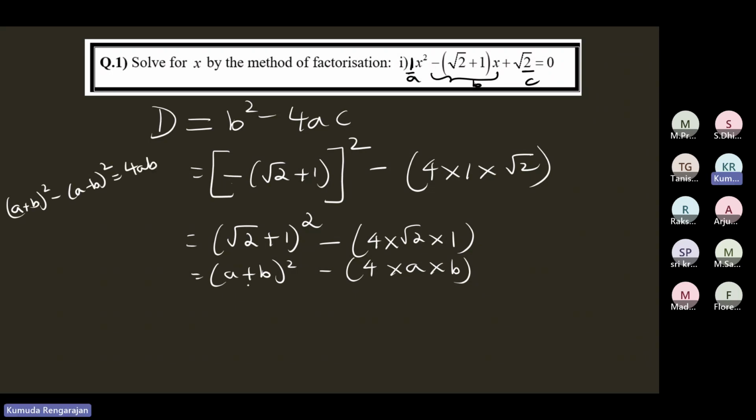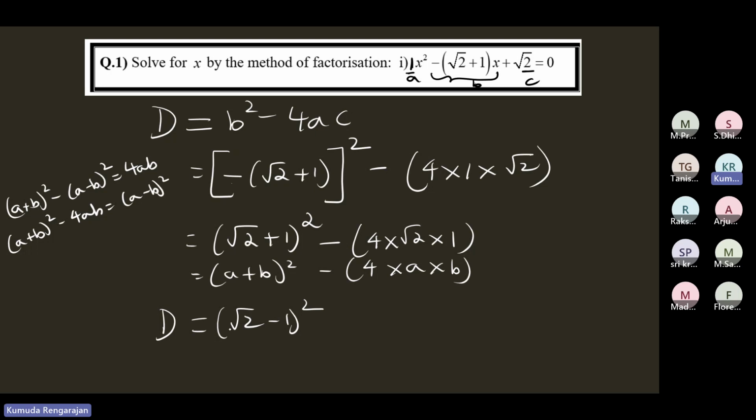Then what do we have here? (a plus b) the whole square minus 4ab. So what is (a plus b) the whole square minus 4ab? It is equal to (a minus b) the whole square, on transposing. So this is nothing but (a minus b) the whole square, (root 2 minus 1) the whole square. This is the value of D.